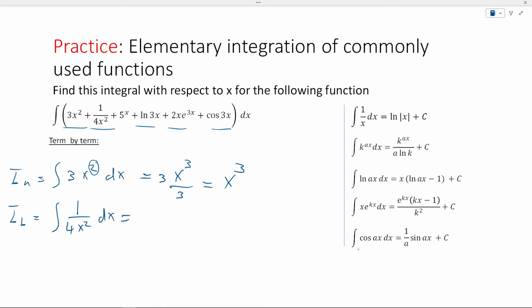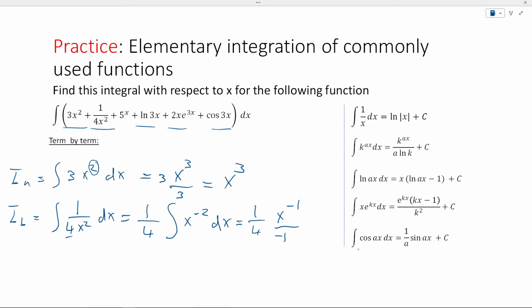So we know that this is a constant, so I can take this guy out, 1 over 4. And then I can express this as x to the power minus 2 dx. Then I have 1 over 4. How do I integrate this? You add 1 to the power, so I have x to the minus 1, because negative 2 plus 1 is negative 1, and then you divide by negative 1.